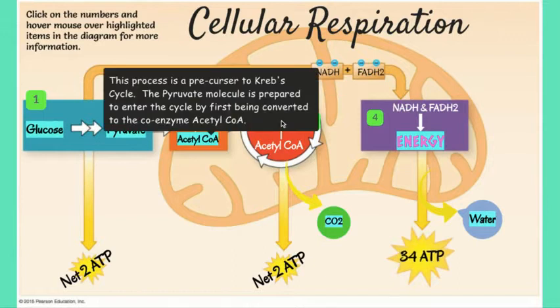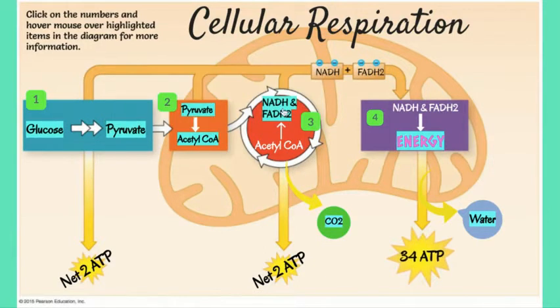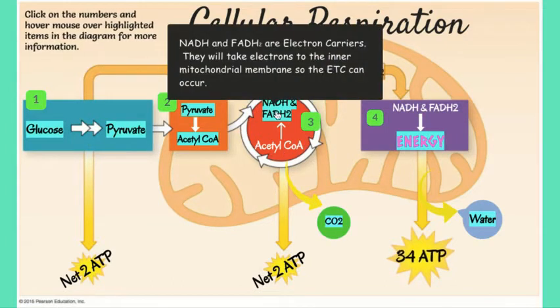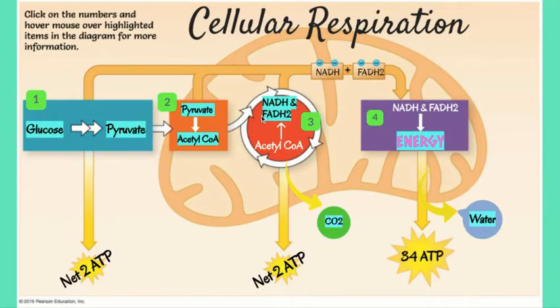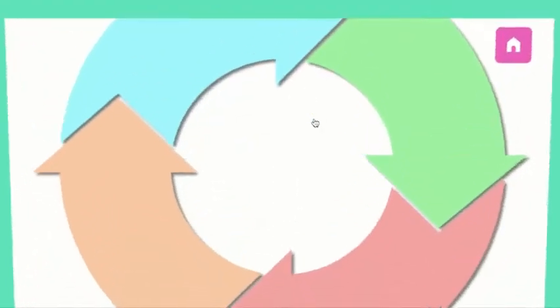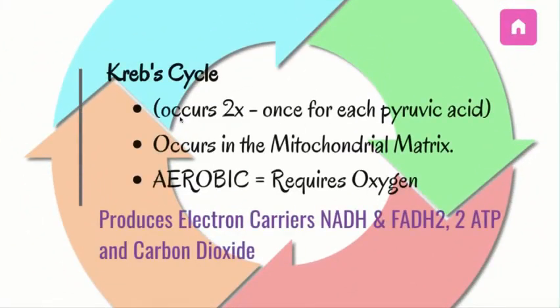So here, acetyl-CoA is going to go to the Krebs cycle. In the Krebs cycle, we are going to convert acetyl-CoA into NADH and FADH2. The whole purpose of creating these is to have electron carriers. The more electrons we have, the more energy we can make, so we want a lot of electron carriers. The Krebs cycle is going to occur twice. It occurs once for each pyruvic acid.